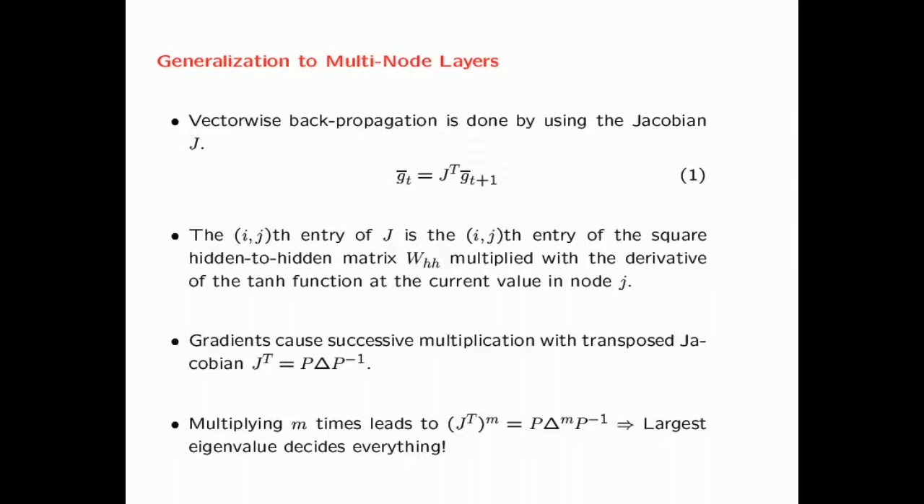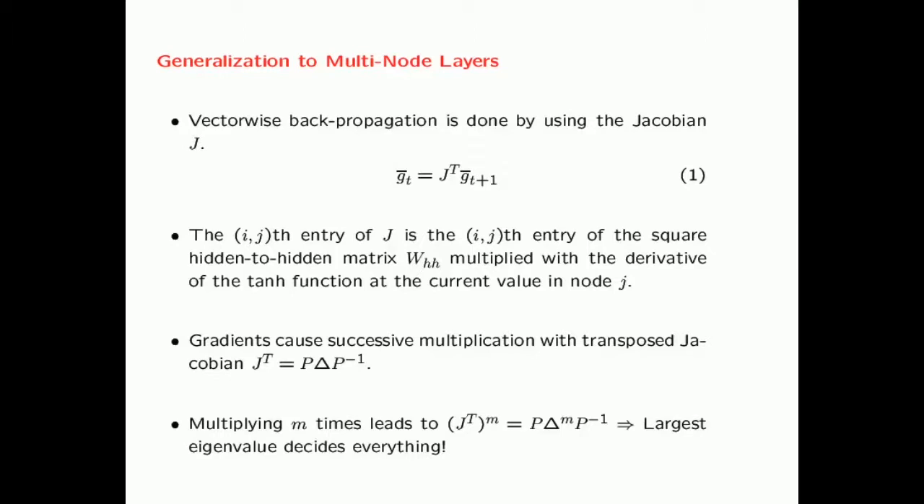Now, the way this Jacobian is defined is that the ijth entry of the Jacobian is simply the ijth entry of the square hidden-to-hidden matrix W_hh, which is multiplied with the derivative of the tanh function at the current value in node j. So when the gradients undergo successive multiplication with the transpose Jacobian, which can be written as P Δ P inverse, then multiplying m times, you can show that the transpose Jacobian to the power of m is given by P Δ^m P inverse.